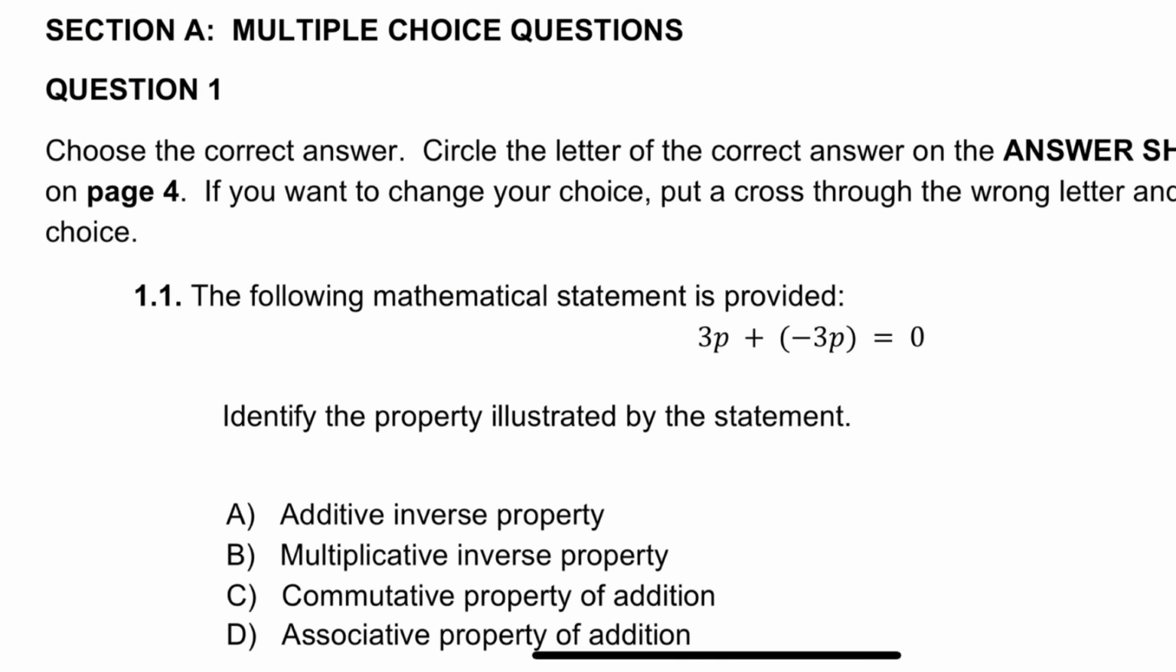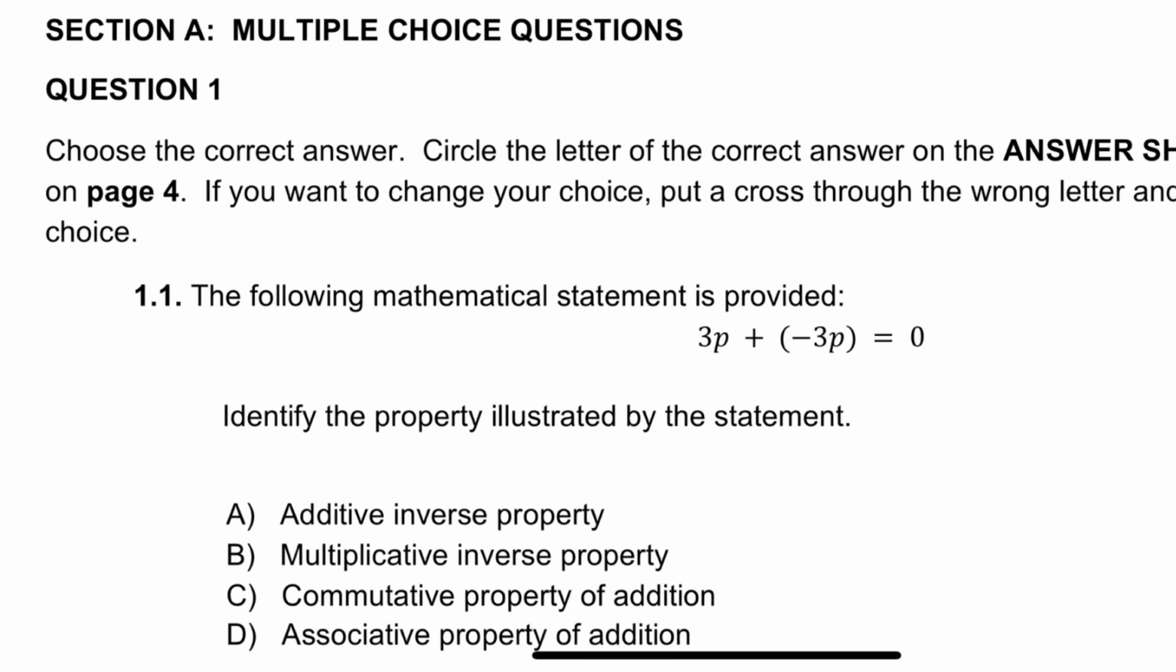The following mathematical statement is provided. We have 3p plus negative 3p equals 0. We have the four properties there, which property is this one? There's additive inverse, multiplicative inverse, commutative property of addition, associative property of addition.